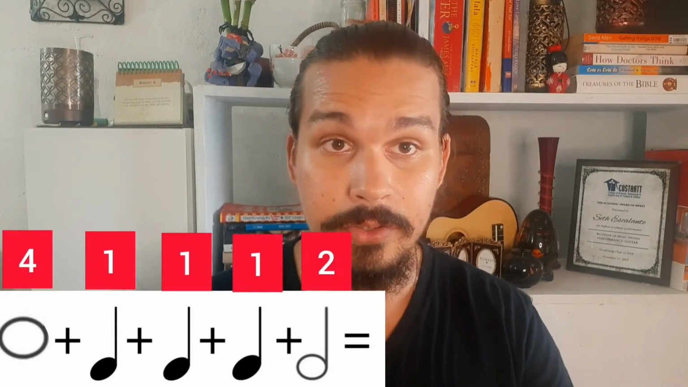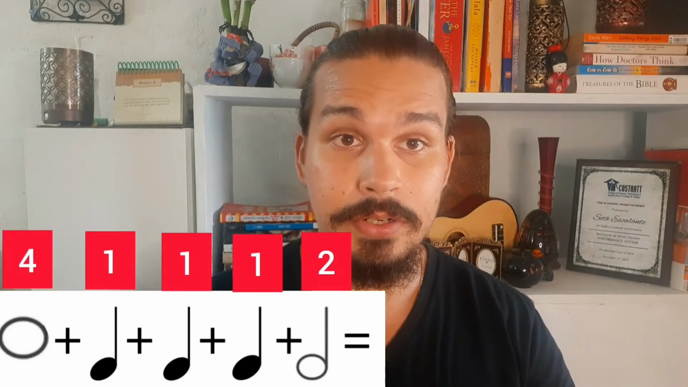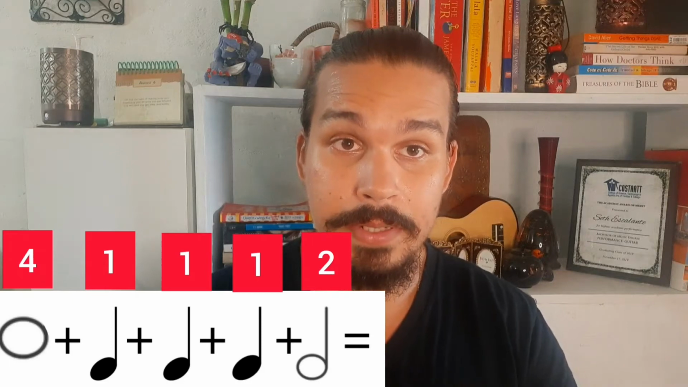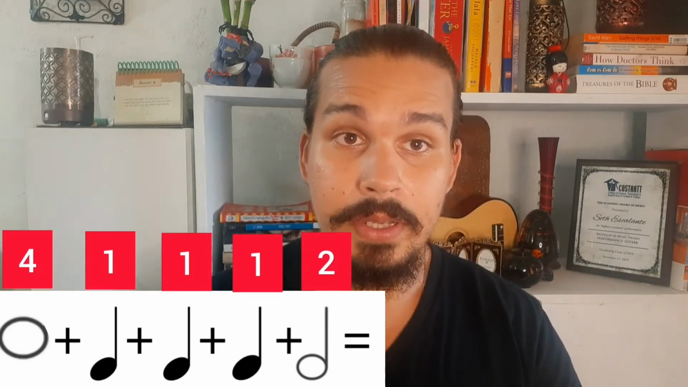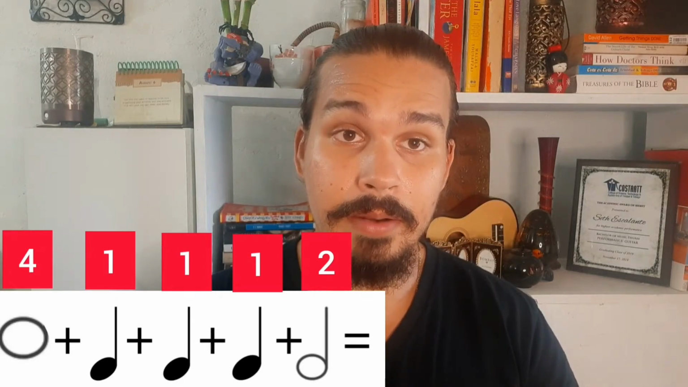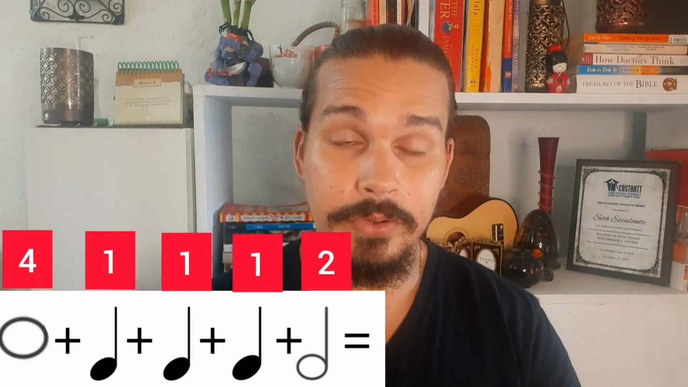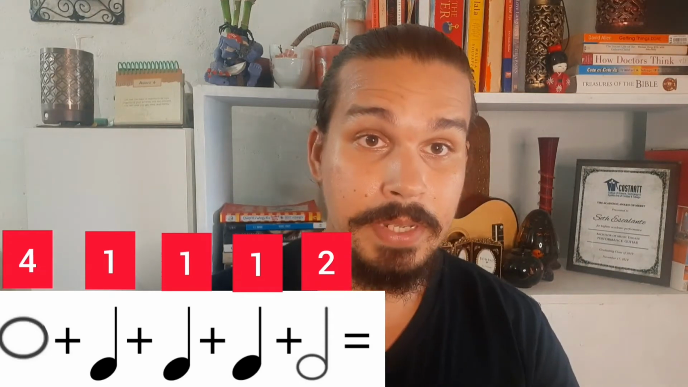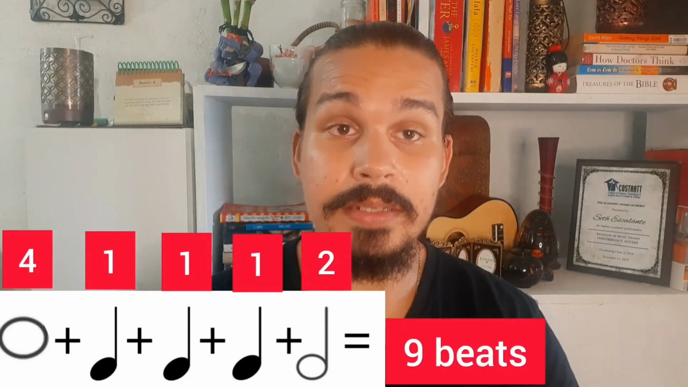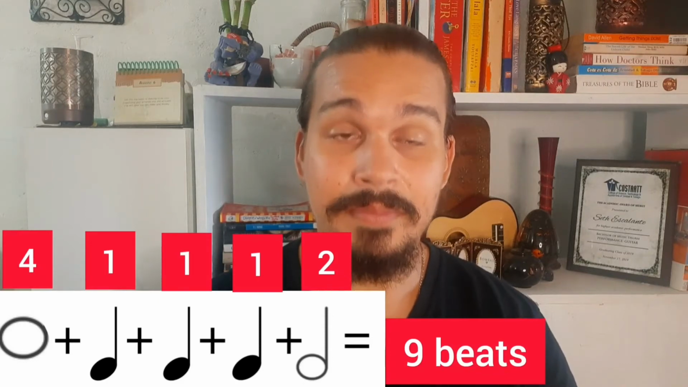So we have 4 beats so far. Then we have 3 quarter notes. 1 quarter note is 1 beat. So 3 quarter notes would be 3 beats. So 4 plus 3 is 7 beats so far. Then we have one last note, a half note. And that half note is 2 beats. So 7 beats plus 2 beats is 9 beats. So your answer, 9 beats.